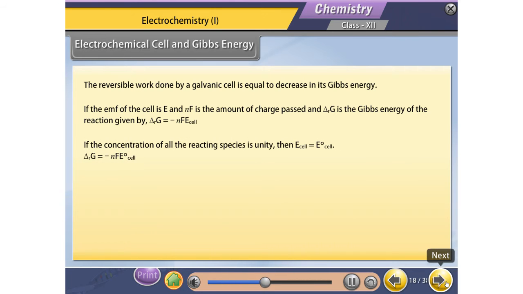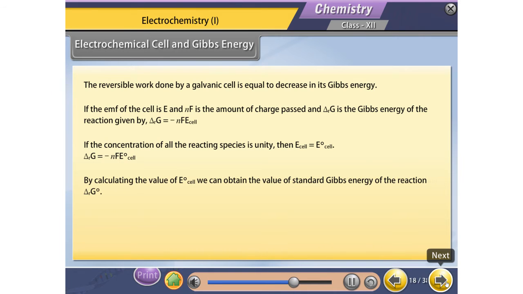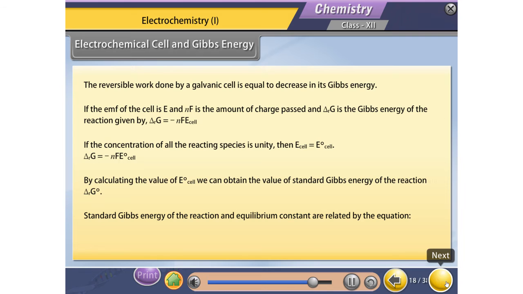If the concentration of all the reacting species is unity, then E cell is equal to E° cell. ΔrG° = -nFE° cell. By calculating the value of E° cell, we can obtain the value of the standard Gibbs energy of the reaction, ΔrG°. The standard Gibbs energy of the reaction and the equilibrium constant are related by the equation ΔrG° = -RT ln K.